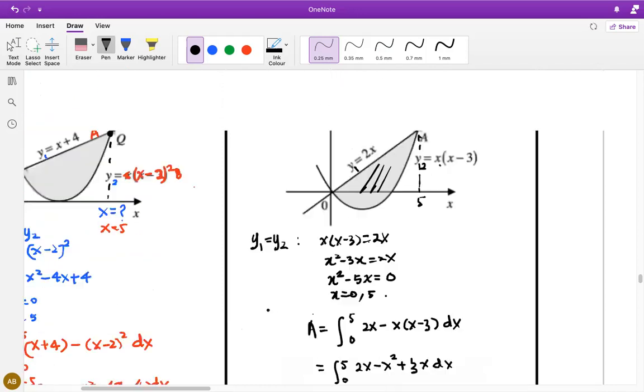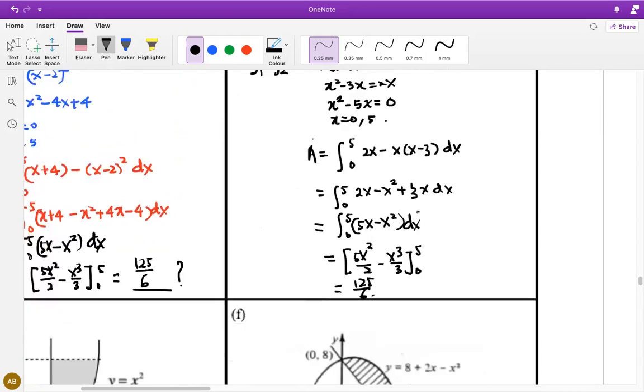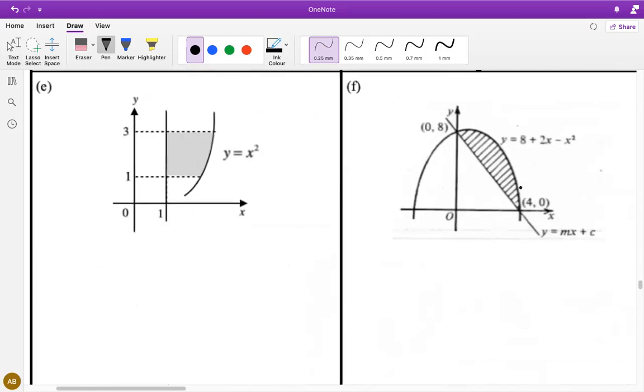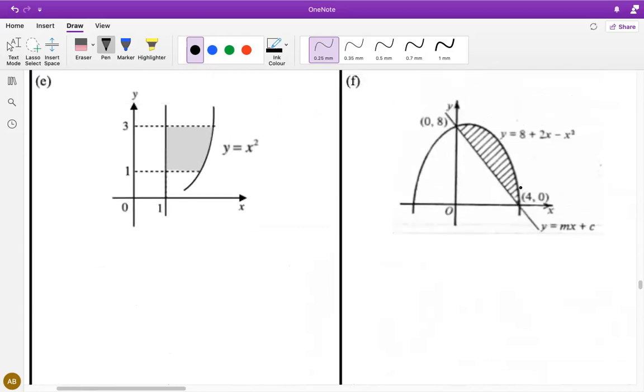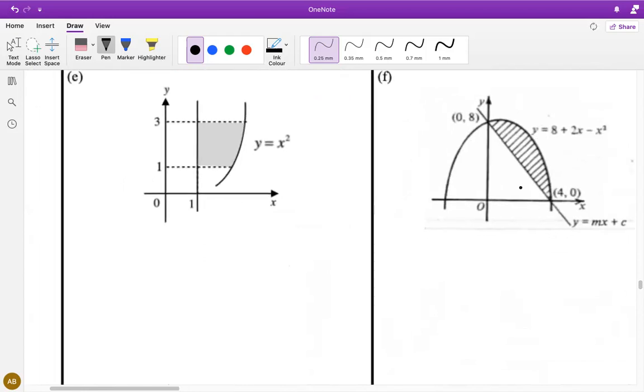Okay, but now the equation is reversed, like this. Okay, so 0 and 5. So you can try this question first, E and F, yourself. Later on, you check the answers. Okay, so you pause it and then you do it by yourself.